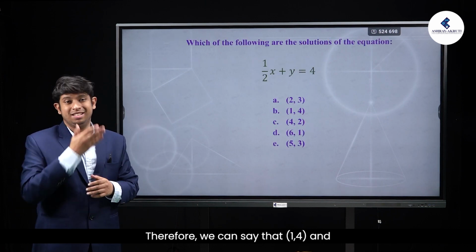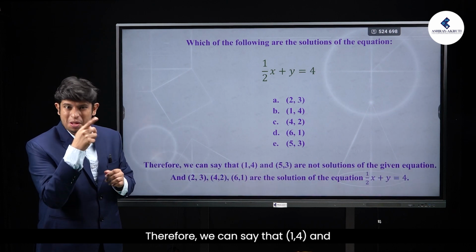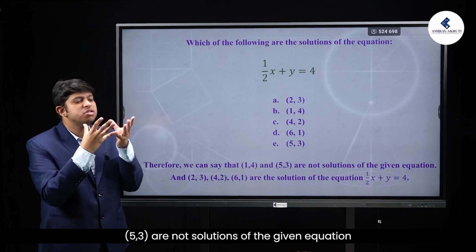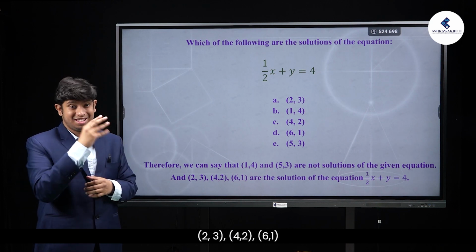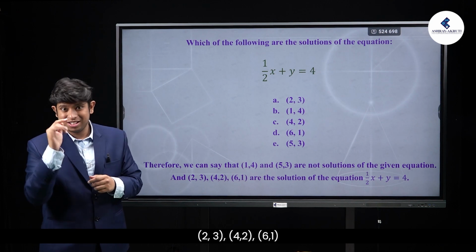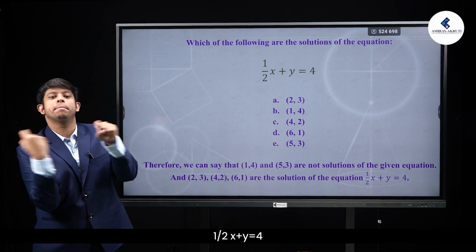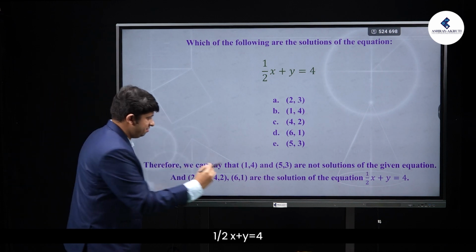Therefore, we can say that (1, 4) and (5, 3) are not solutions of the given equation, and (2, 3), (4, 2), (6, 1) are the solutions of the equation 1/2 x + y = 4.